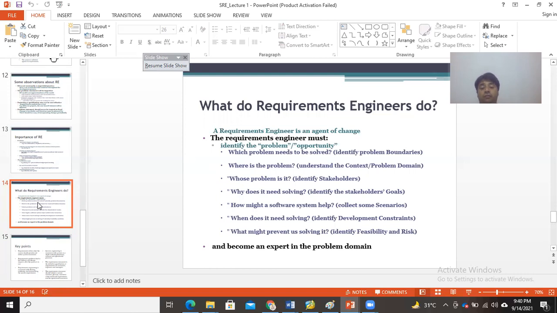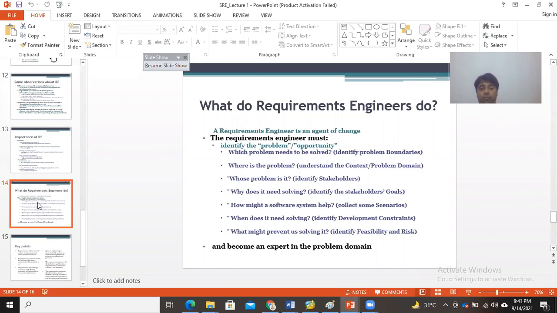When does it need solving? Identify development constraints. If it is not being solved, you have to identify why it is not being solved, and how it can be solved, keeping in mind the development constraints of the system. What might prevent us solving it? So I identify the feasibility, whether this requirement can be accommodated. If it is accommodated, what are the risks involved in making this requirement a part of this particular system.